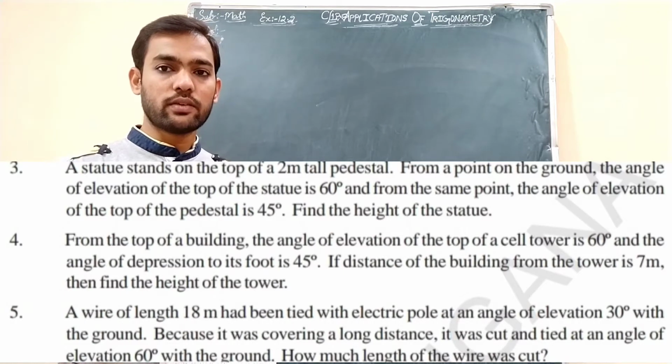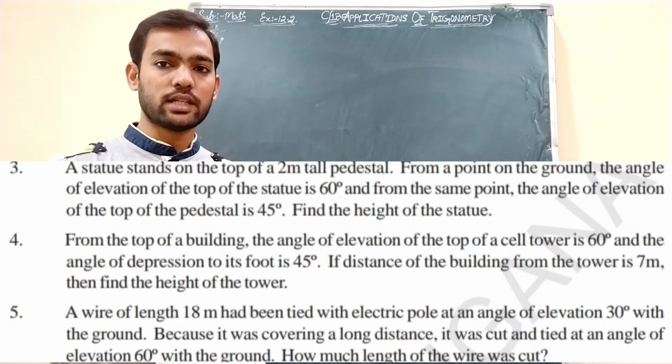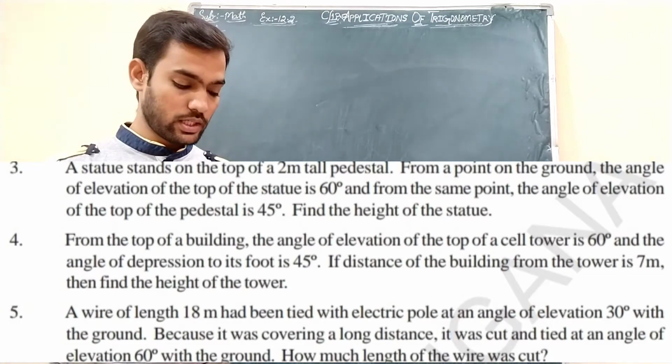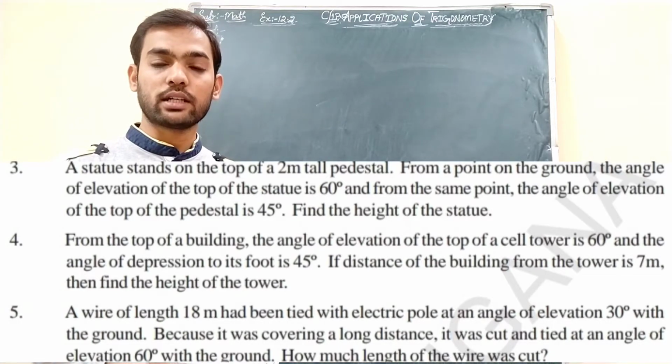So since it was covering a long distance, it has been cut and brought nearer to the pole. So now the wire is making 60 degrees. Earlier it was making 30 degrees, now it is making a 60 degree angle with the ground. How much length of the wire was cut? That we need to calculate.